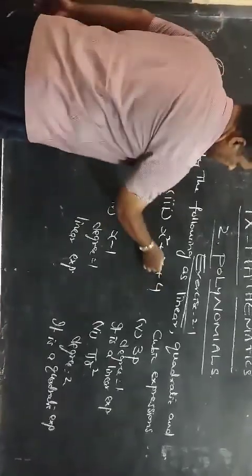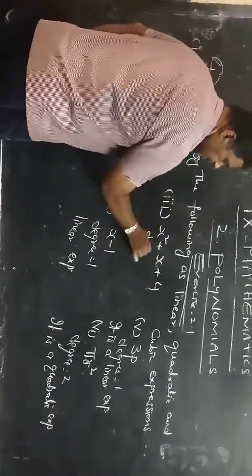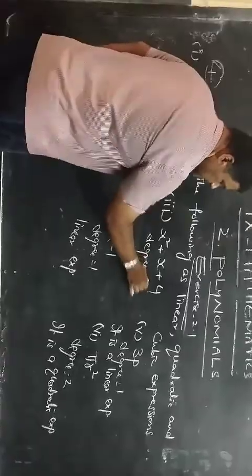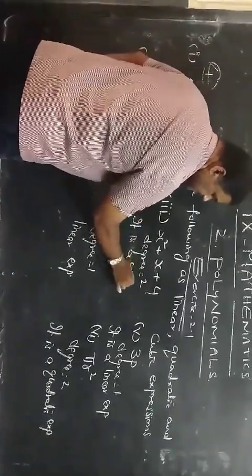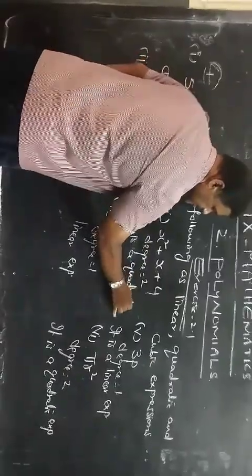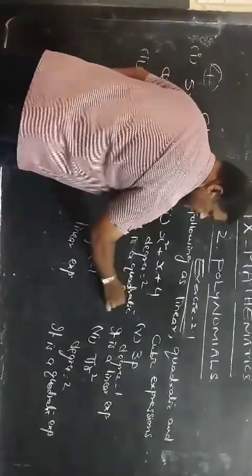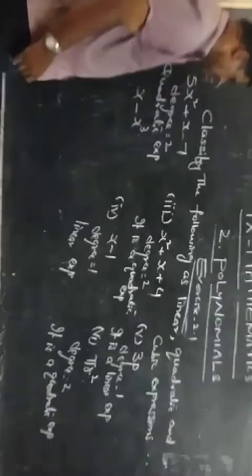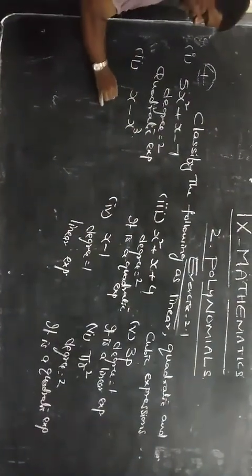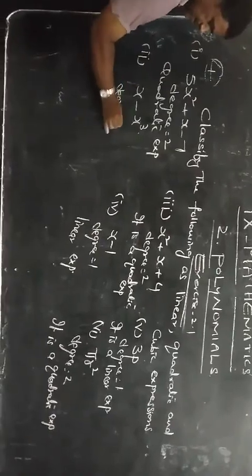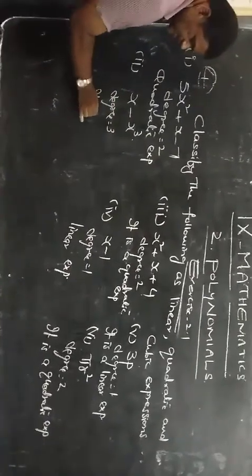Here highest power of the variable is 2, so degree of the polynomial is 2, therefore it is a quadratic expression. Here highest power of the variable is 3, so degree of the expression is 3, so it is a cubic expression.